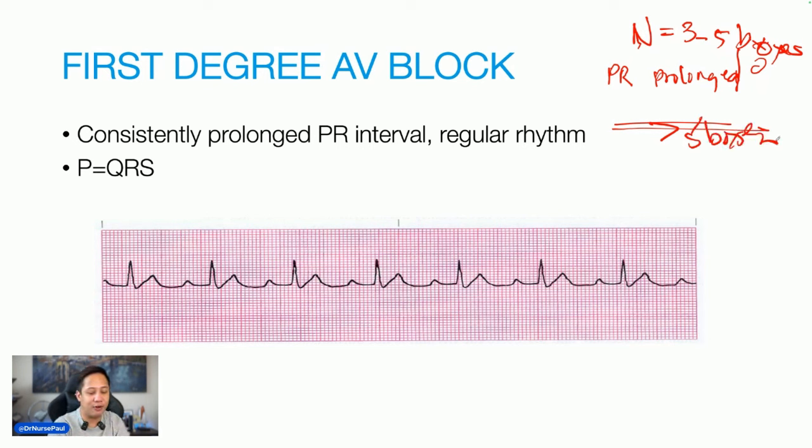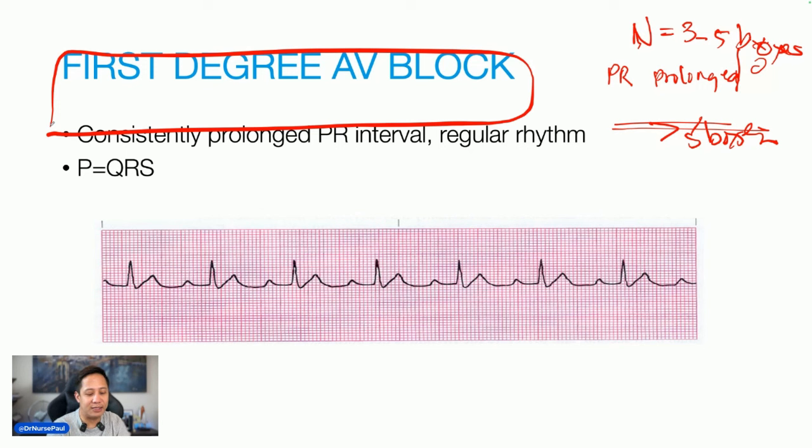And in first degree block, this is easy to remember. First degree block is consistently prolonged. When I say consistent, the PR interval is similar in each box. Listen to me first. I'm going to show you in the EKG. The rhythm is regular. For every P, there's a QRS. Let me remove this.